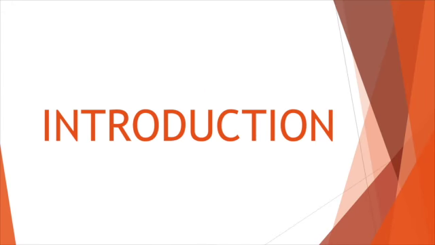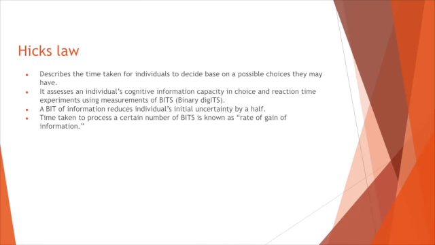The introduction. Hick's law describes the time taken for individuals to decide based on possible choices they may have. For example, increasing the number of choices will increase their decision time. The law assesses an individual's cognitive information capacity in choice and reaction time experiments using measurements of bits. A bit is information that reduces an individual's initial uncertainty by half. The time taken to process a certain number of bits is known as the rate of gain of information.